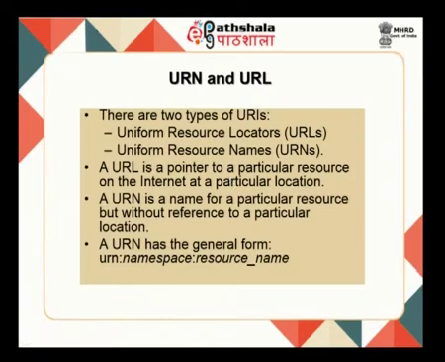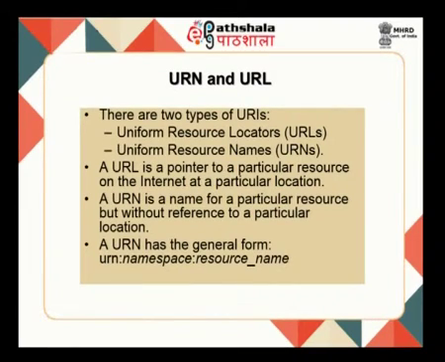URIs are for finding out a resource on the web, and there are two kinds of URIs, URN and URL. URN is called a uniform resource name, and URL is called a uniform resource locator. A URL is a pointer to a particular resource on the internet at a particular location, whereas a URN is the name of the particular resource, but without reference to a particular location. A URN has a general form like this: urn colon namespace colon and a resource name. So, a URN is to identify a particular resource, but without specifying a location.